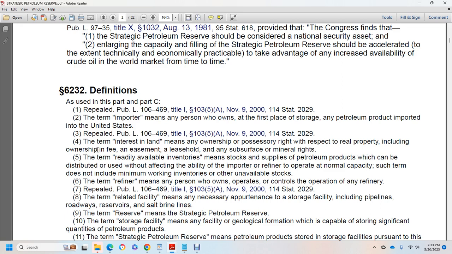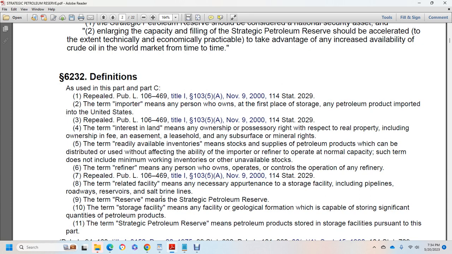(5) The term readily available inventories means stocks or supplies of petroleum products which can be distributed or used without affecting the ability of the importer or refiner to operate at normal capacity. Such term does not include minimum working inventories or other unavailable stocks. (6) The term refiner means any person who owns, operates, or controls the operation of any refinery. (7) Repealed. Public Law 106-469, Title I, section 103(5)(A), November 9, 2000, 114 Statute 2029.